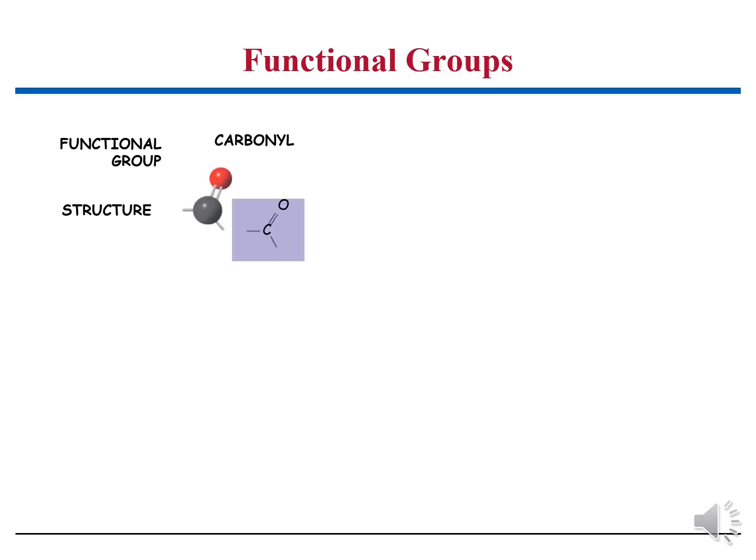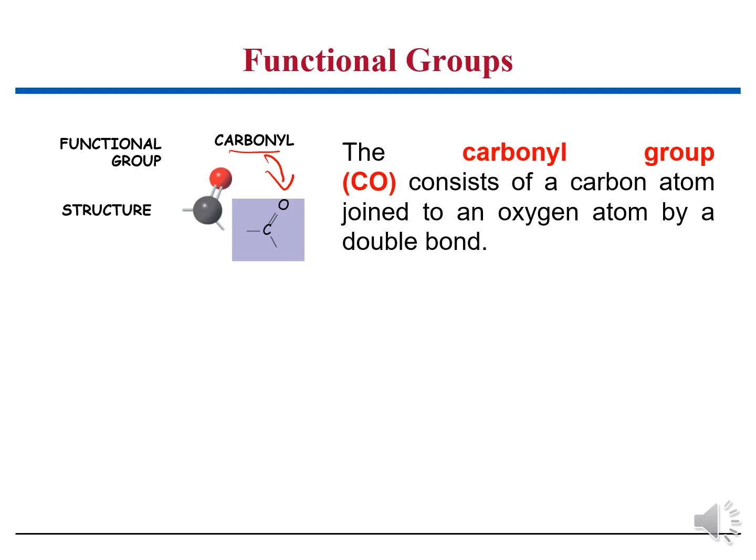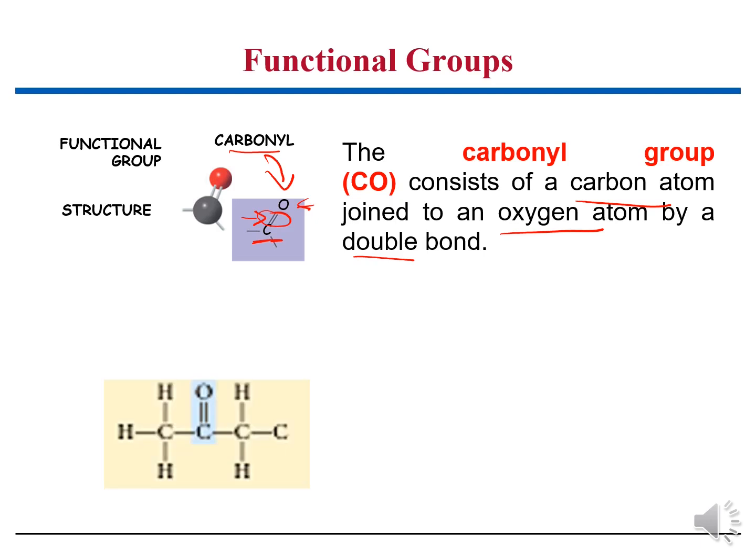Let's talk about the next functional group. It is called carbonyl, and here you can see the functional group. The carbonyl consists of a carbon atom joined to an oxygen atom, and they are joined by a double bond, and you can see the double bond here. So let's see two examples. You can have one example within the carbon skeleton, and here you have another example at the end of the carbon skeleton, and in this case those have two different names.